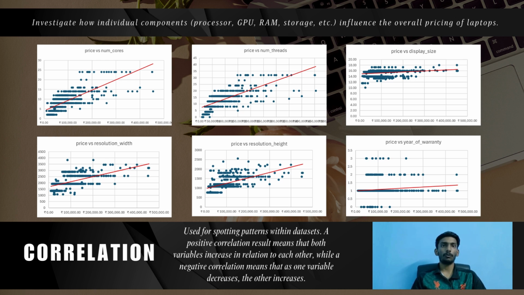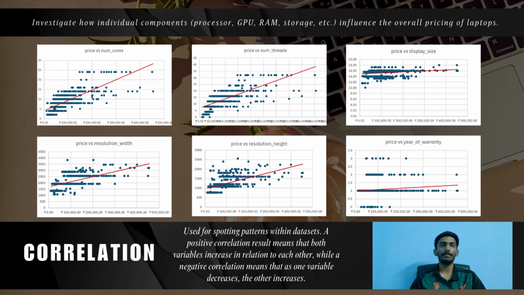The number of cores and threads in a processor have a strong positive correlation with the price, 0.724 and 0.719. This means that laptops with more cores and threads tend to be more expensive. This is likely because more cores and threads can process more tasks simultaneously, improving the laptop's performance.